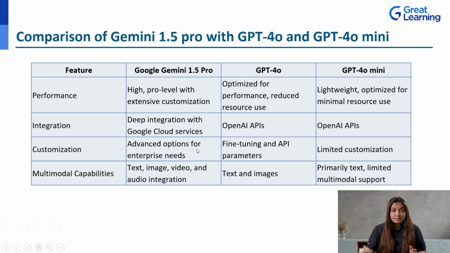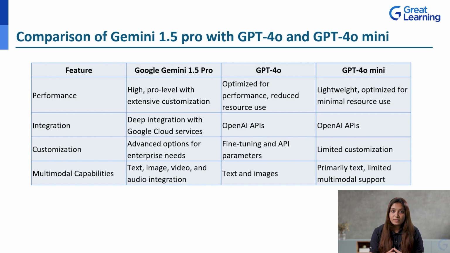Mini. Next comes customization. When it comes to Gemini, it has advanced options to fulfill enterprise needs. But when it comes to GPT, it has a fine-tuning nature and API parameters are also considered. When it comes to Mini, it has limited customization.